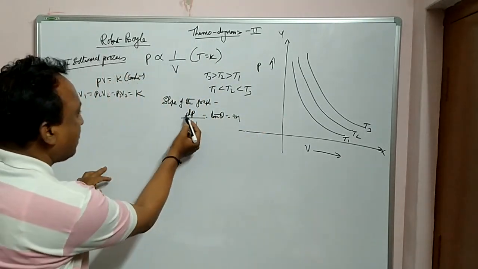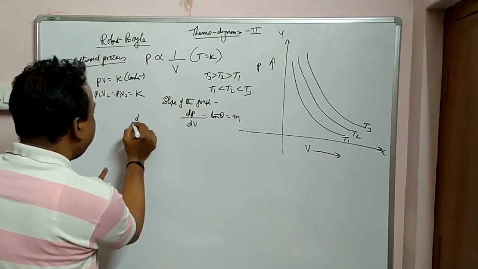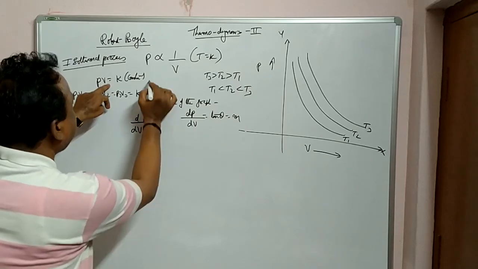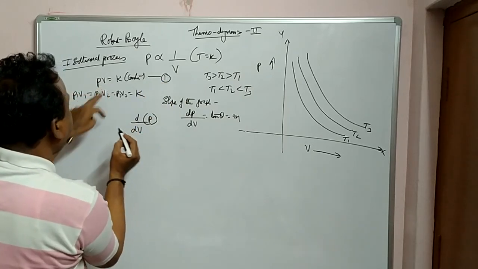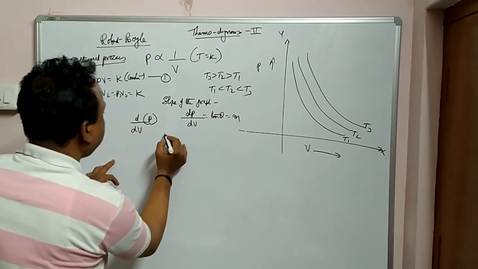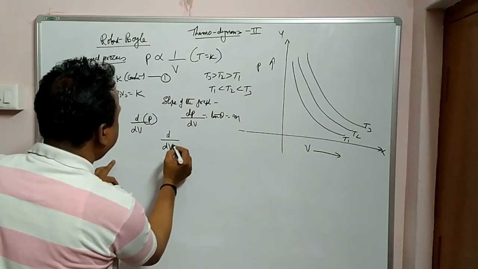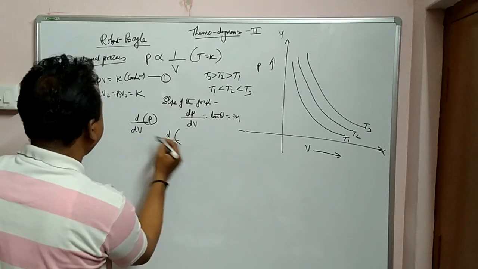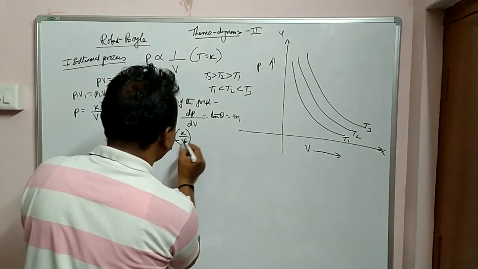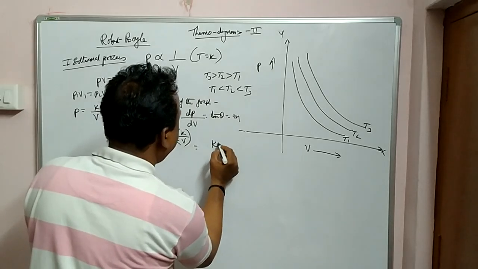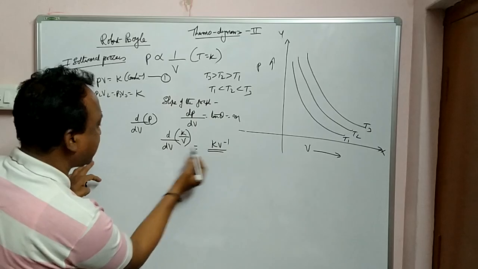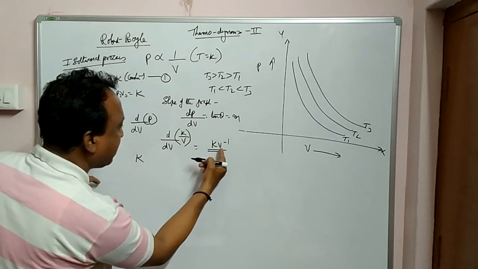See here, what is slope? dP by dV. That means d by dV of P. But from equation 1, ఇక్కడ నుంచి P ఎంత అవుతుంది? K by V. Put it here. So d by dV of K by V. If you find the derivative with respect to V, K into V power minus 1, the constant K stays, and we differentiate V power minus 1.